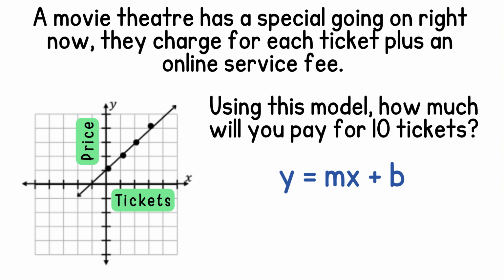We can represent any linear model by using slope-intercept form, where y equals mx plus b. We know that our slope is 1, so we'll replace m with 1. Our y-intercept is also 1, so we'll replace b with 1 as well. Now we can use this model to find how much we'll pay for 10 tickets. We'll replace x with 10 and then evaluate the function. 1 times 10 gives us 10, and 10 plus 1 gives us 11. So for 10 tickets, we'll pay $11.